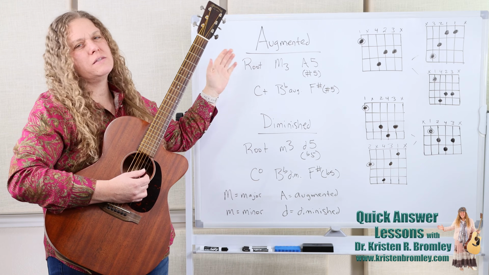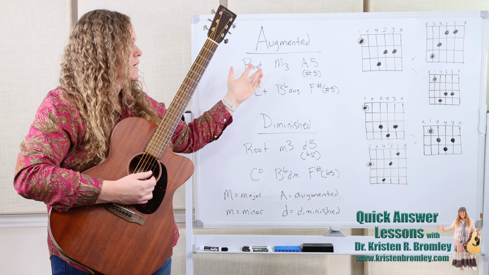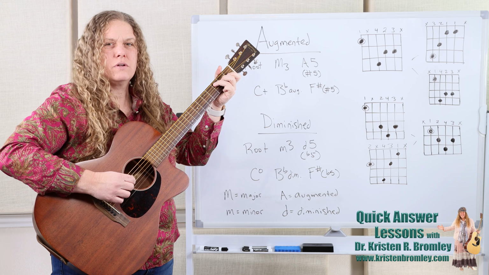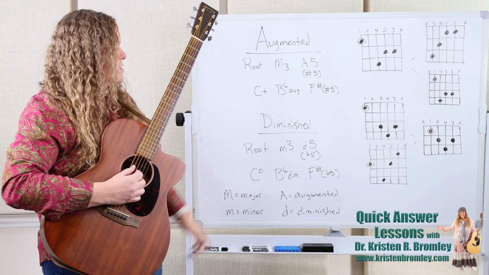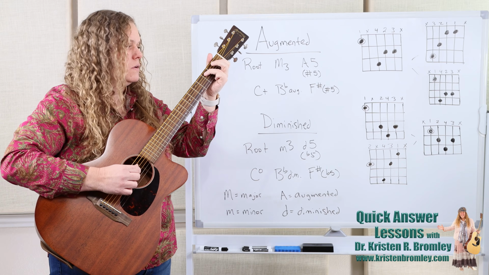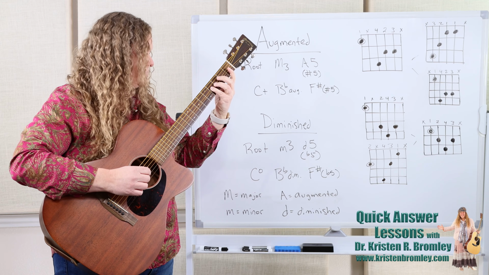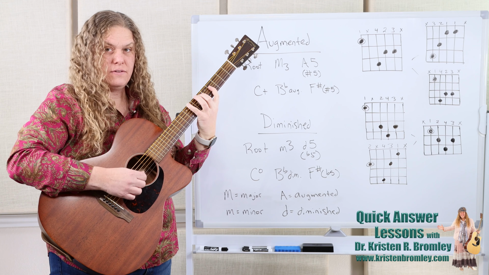So diminished then, what is this? I'll go back and say a major chord with a sharp 5 is how we get an augmented chord, and it's got two major thirds stacked on top of each other. Then for the diminished, we have the root, the minor third, just like our minor chord, and then a diminished fifth, or a flat 5. So root, flat 3, flat 5.